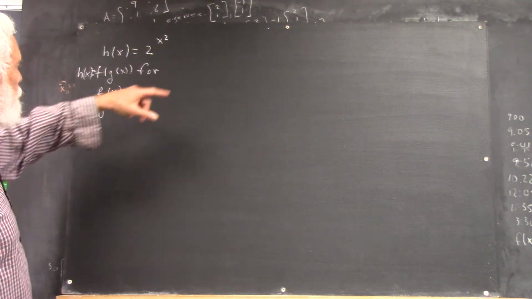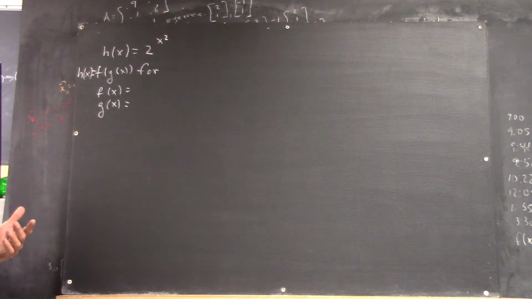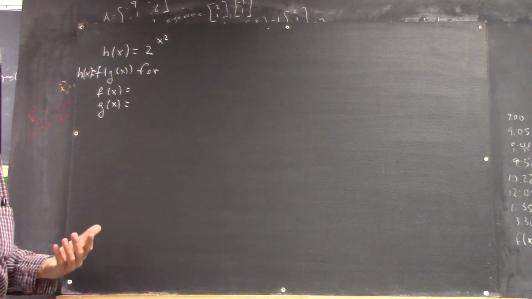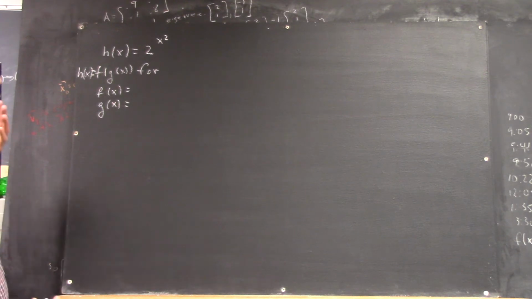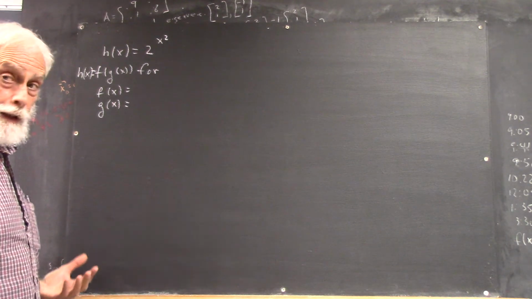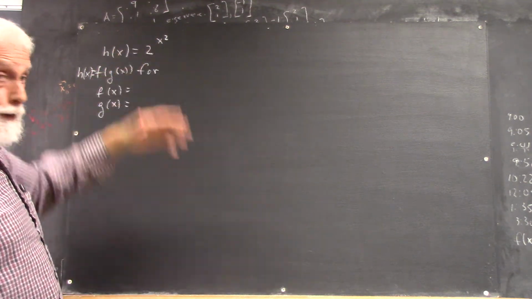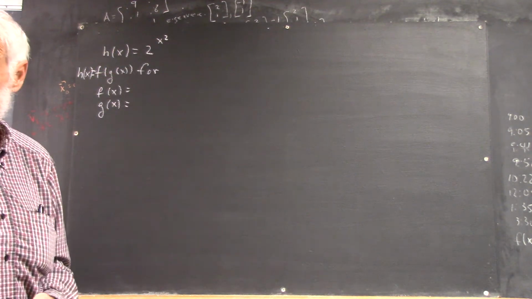So this is a function f of g of x for what function? F of x equals what? G of x equals what? Well, what's the first thing that happens to x if you're evaluating this? I give you a value of x, what's the first thing you do to it?